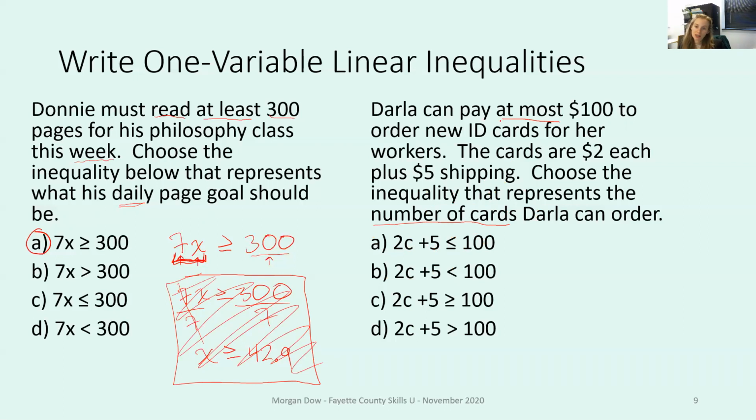So the question is, what does this at most tell us? Well, it tells us we can go up to 100, right? It could be 100, it could be less than 100. We just can't go over 100. So she needs to keep her costs less than or equal to $100.